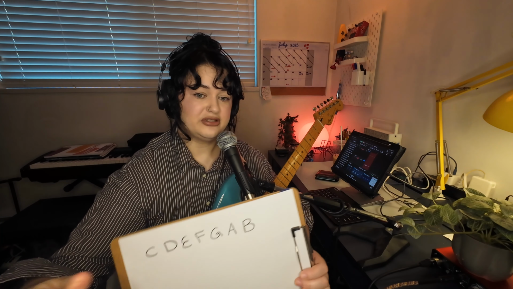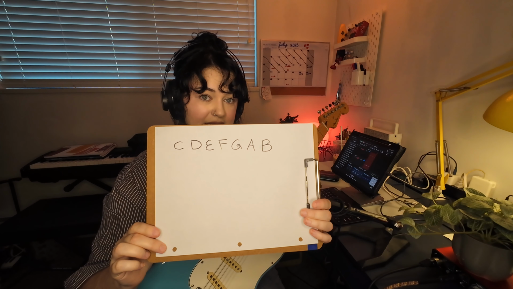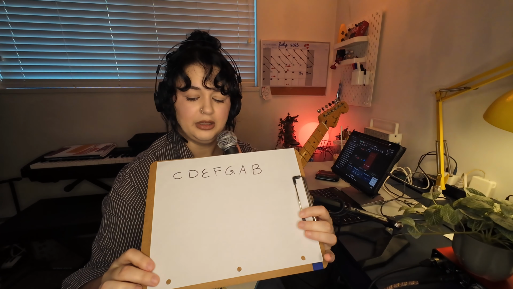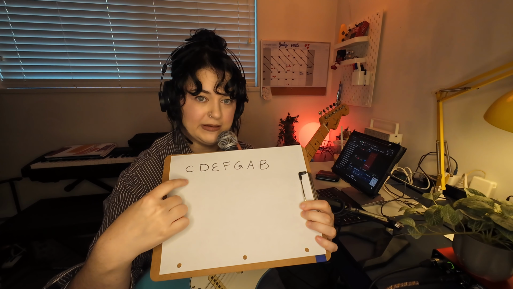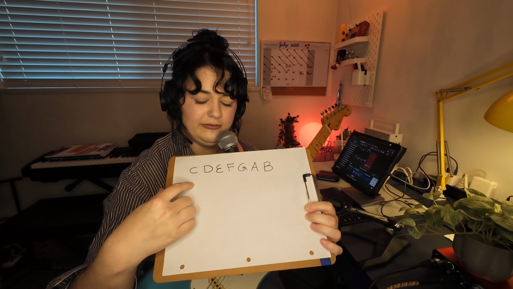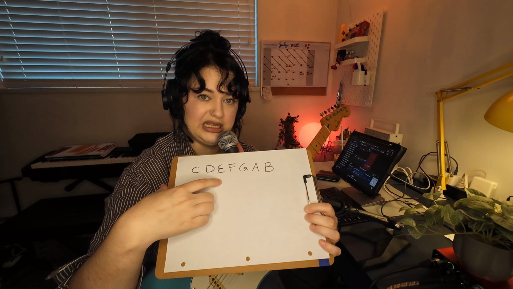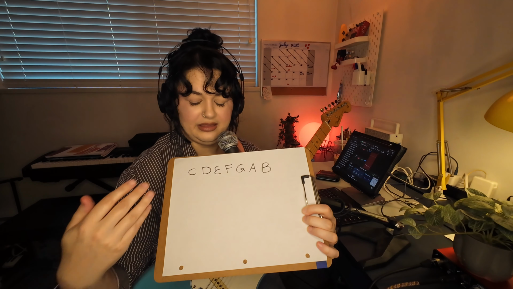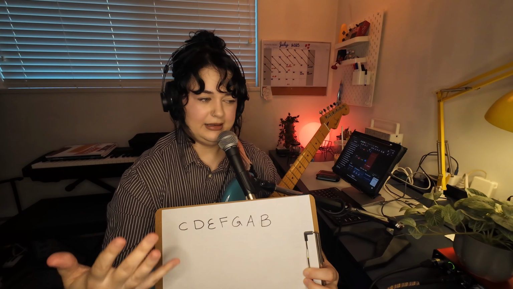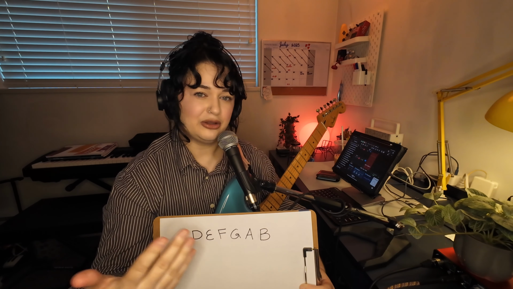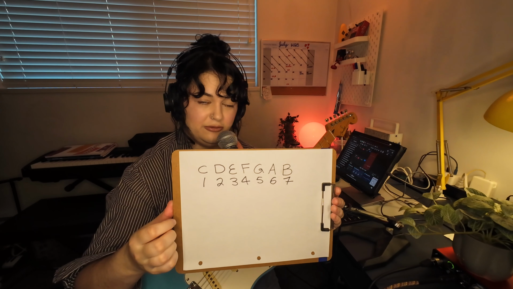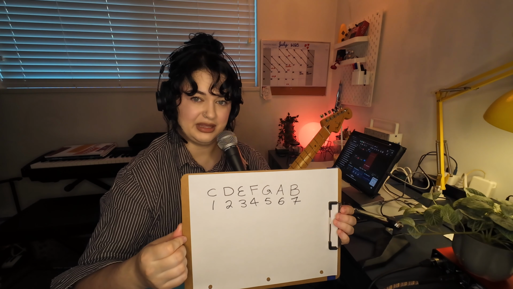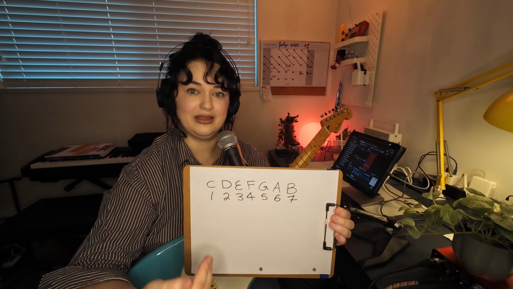So I have written out the notes of the C major scale here, as you can see. And what you're going to do is write under each letter a number 1 to 7. So it'll be 1 for C, 2 D, 3 E, that kind of stuff. And these numbers are called intervals. And when you know intervals, it makes building chords way easier. Okay, so here are our intervals.